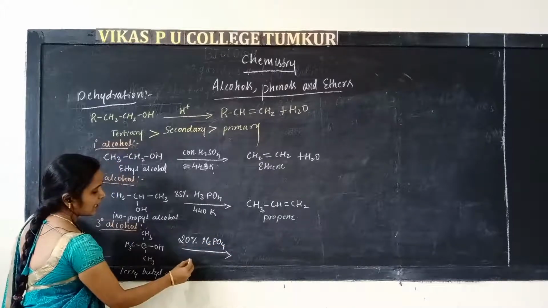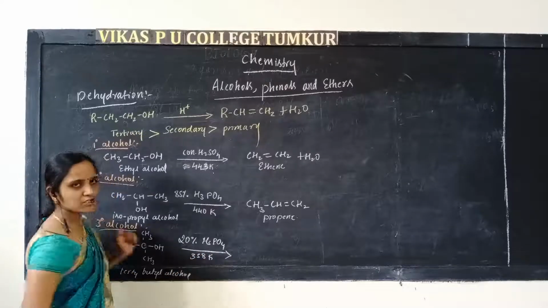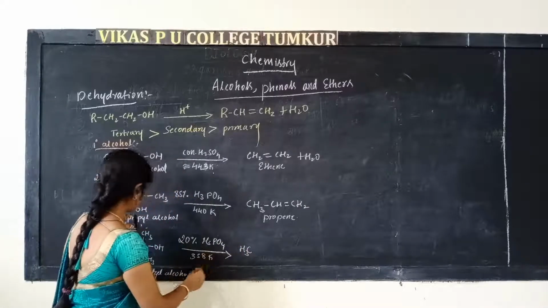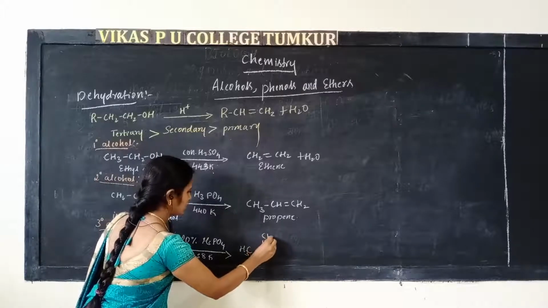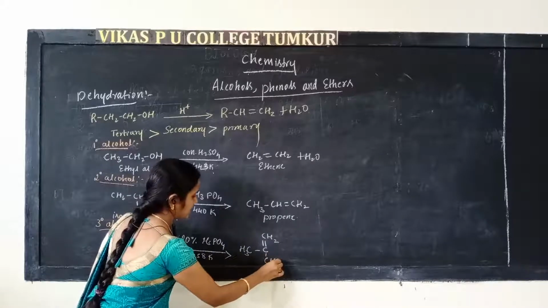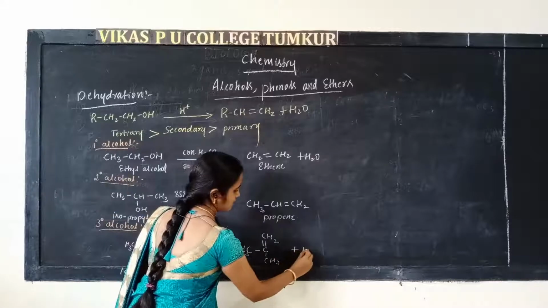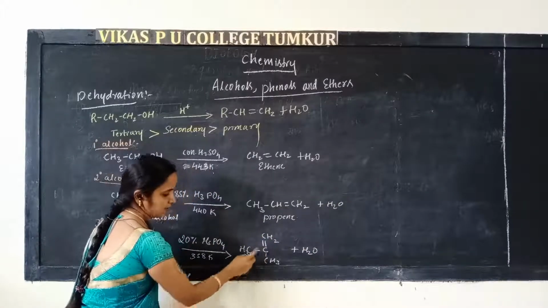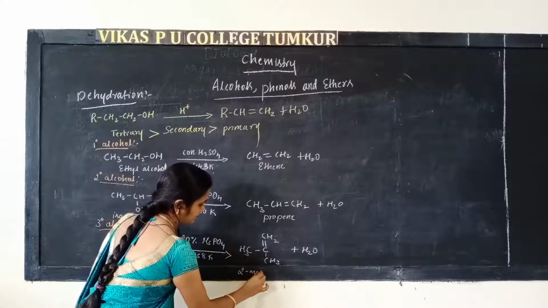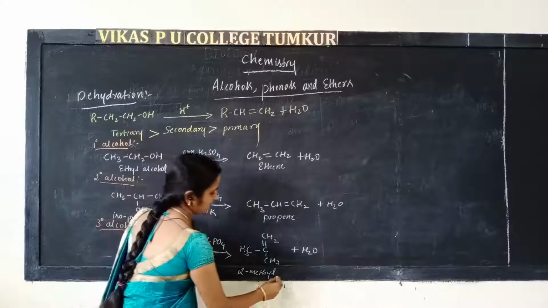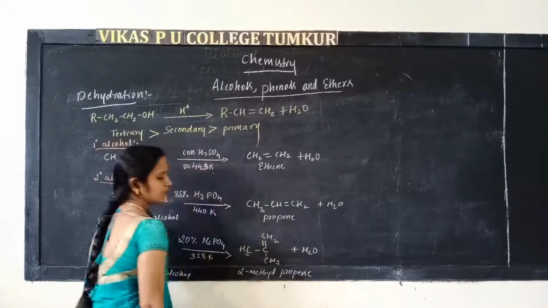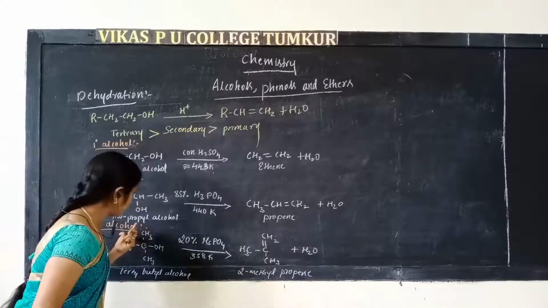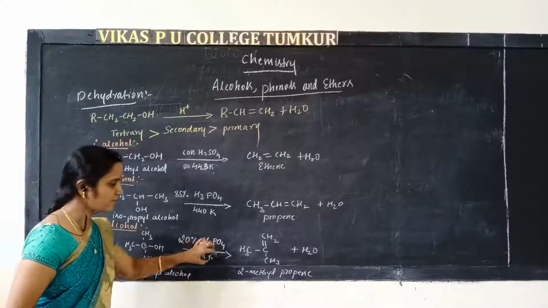Under the temperature 358 Kelvin, we get the product CH3, C double bond CH2, then CH3. Dehydration is the removal of water. The name of this compound is 2-methylpropene. The 'ene' means it contains the double bond. This is about tertiary alcohols and their dehydration in the presence of phosphoric acid.